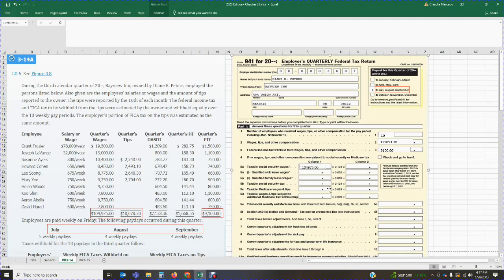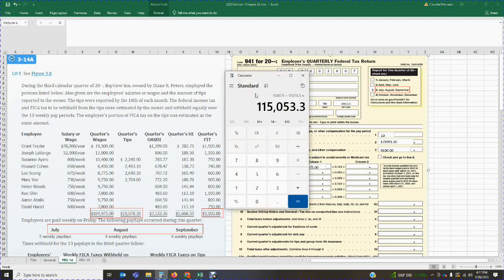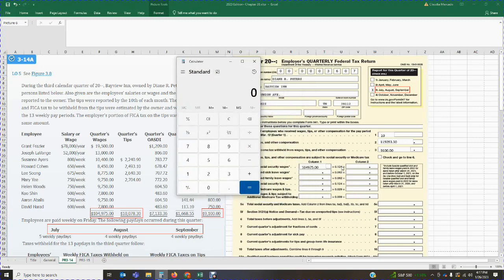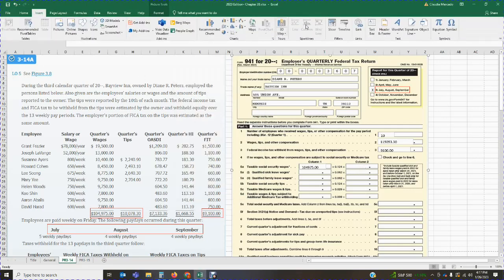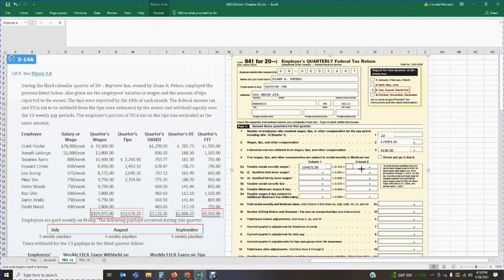We're going to get that amount that we just entered and multiply it by the rate provided in the form. So we've got 104,975, which is the total quarter wages, times the rate in the form, 0.124. I'm getting that number from the center, 0.124, and that's going to give me a total of 13,016.90. So we're going to enter it here, 13,016.90.